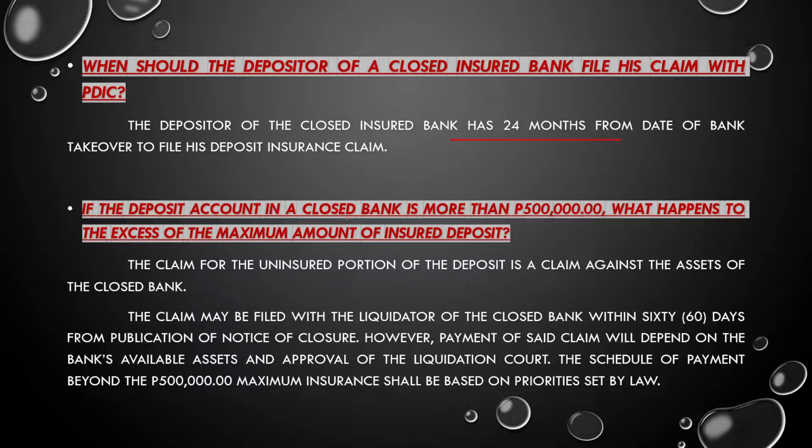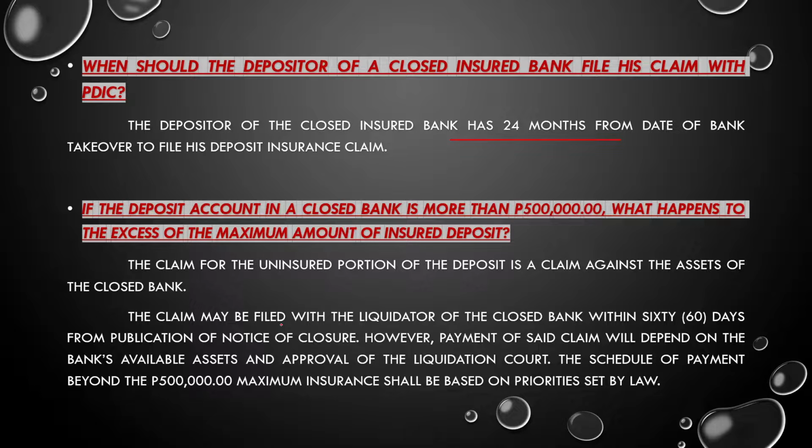If the deposit account in a closed bank is more than 500,000, what happens to the excess of the maximum amount of insured deposit? Okay? So the claim for the uninsured portion of the deposit is a claim against the assets of a closed bank. The claim may be filed with the liquidator of the closed bank within a period of 60 days from publication of notice of closure. However, payment of said claim will depend on the bank's available assets and approval of the liquidation court. The schedule of payment beyond the 500,000 maximum insurance shall be based on priorities set by law.